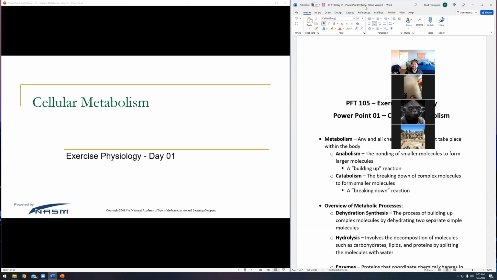So we are going to be talking a little bit about how our cells produce energy and how our bodies grow. This is going to be just a big general overview of metabolism. We're not going to get too specific today, but I do want to introduce some terminology and concepts that we're going to be covering over the rest of this class.